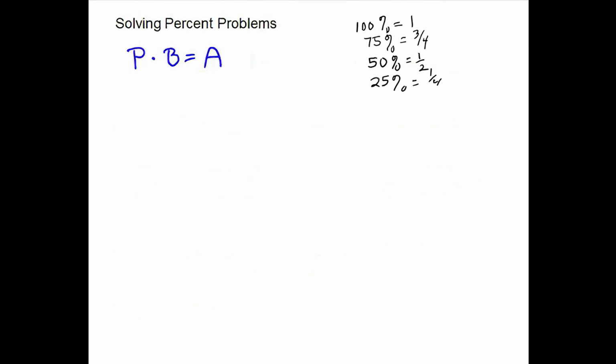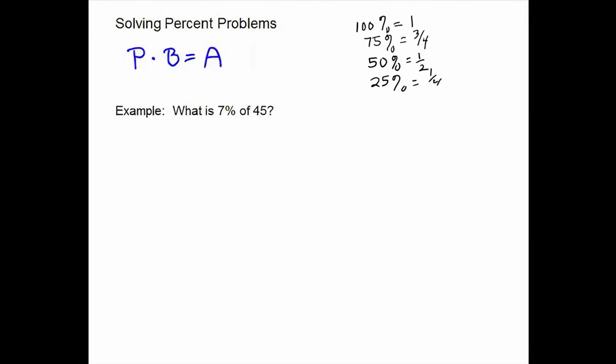So now we'll solve some problems. Our formula is P times B equals A. We will remember some of our percents. 100% equals 1, 75% equals 3/4, 50% equals a half, and 25% equals 1/4. This will help us to know if our answers are reasonable. So for our first example, what is 7% of 45?